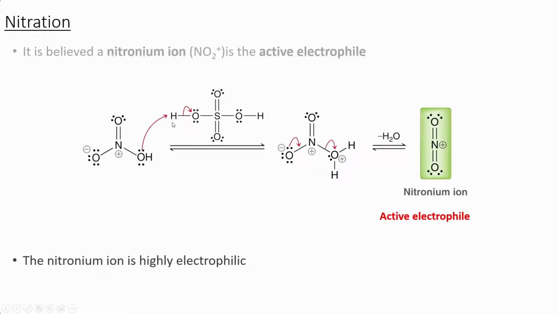First, sulfuric acid will protonate the oxygen. This has formed a good leaving group, and then this oxygen can push electrons towards the water leaving group, and the nitronium ion is formed. This is our active electrophile. We have an electronegativity difference between the two oxygens and the nitrogen, which makes the nitrogen extremely electron deficient.